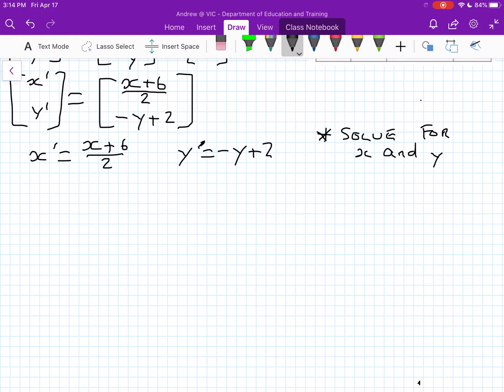So that just means getting the x and y by themselves. Okay, so this first one we multiply by 2, so this becomes 2x' is equal to x plus 6. Then I'm just going to switch it around to make x on this side and minus 6 from both sides, because this becomes 2x' minus 6. Okay, sorry, that looks like a power of 1 rather than a dash.